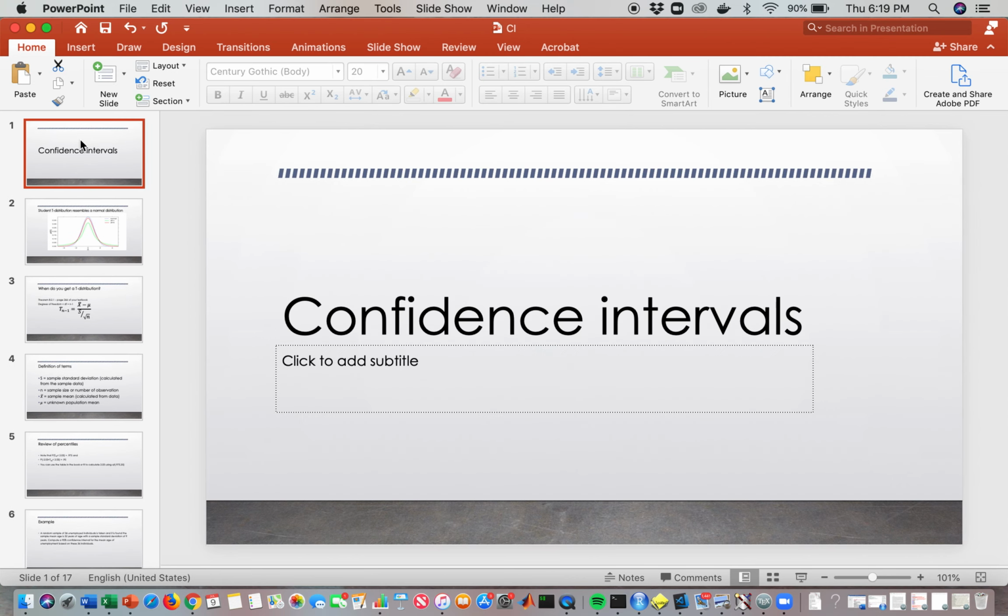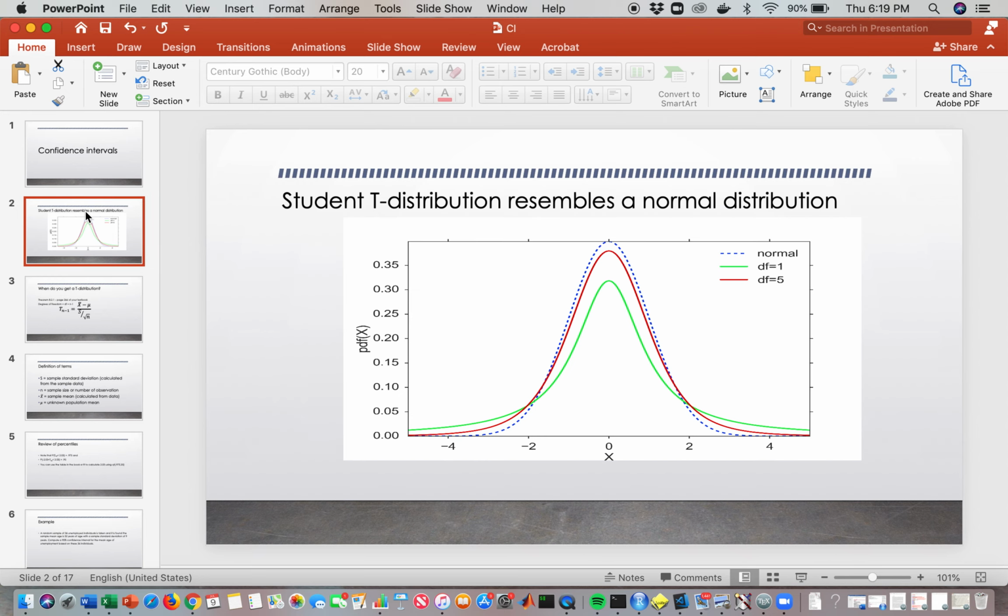Welcome to my lecture on confidence intervals. This encompasses chapters 7 and 8 of your textbook. And I want to get started with what's called the student T distribution.